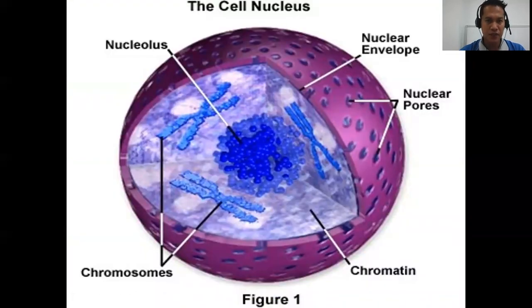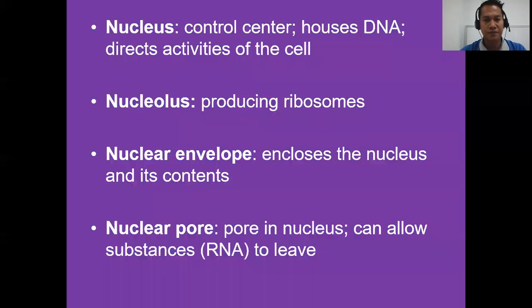This picture here is the picture of the nucleus. We already know that the nucleus is like the CPU in our computer. So it controls every activity. It has the nucleolus, the part that produces ribosomes. The nuclear envelope encloses the nucleus and its contents. The nuclear pores are the pores in the nucleus and can allow substances to go in or go out.